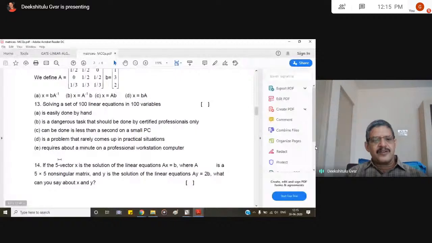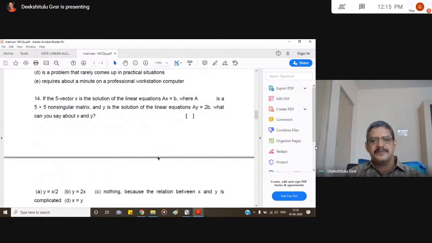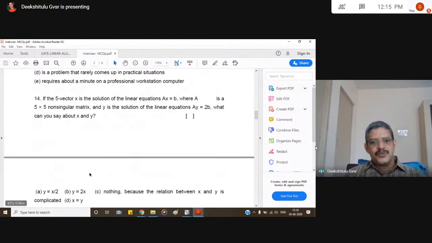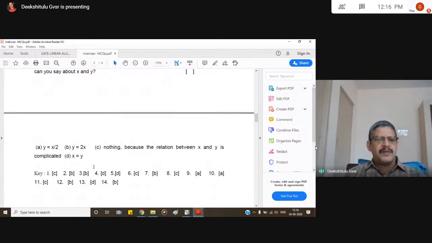Okay, the 5-vector x is a solution of the linear equation Ax is equal to B, where A is a 5 by 5 non-singular matrix. Y is a solution of the linear system AY is equal to 2B. What can you say about X and Y? You have to get the relation between these two. A is a non-singular matrix, so X is equal to A inverse B. And from this, Y is equal to A inverse into 2 into B. So from this you can derive a solution.